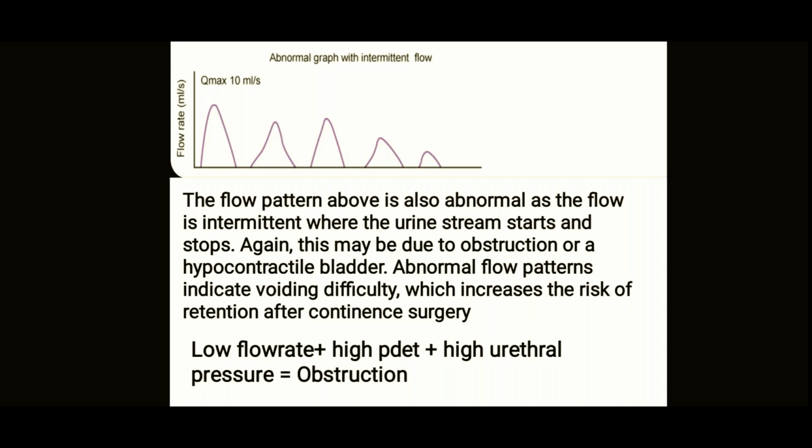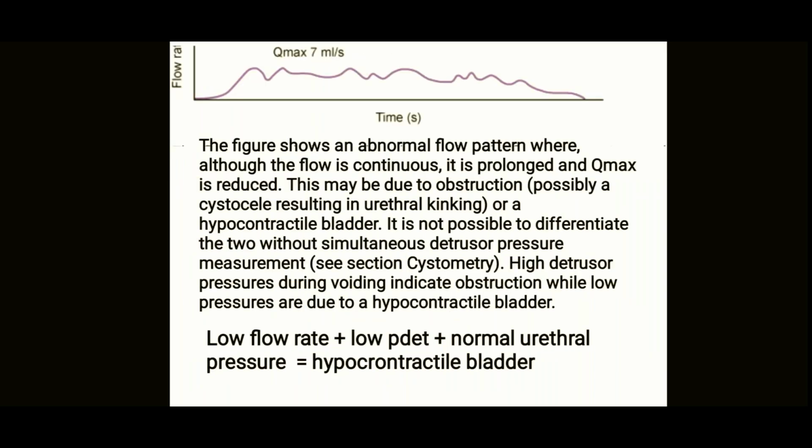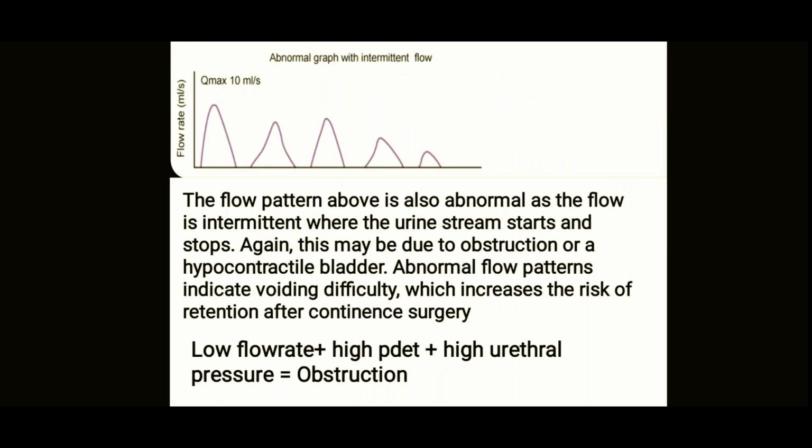Here, the flow pattern is also abnormal. There is intermittent urine stream. It starts and stops, and this may be due to obstruction and hypocontractile bladder. Any abnormal flow pattern indicates voiding difficulty, which increases the risk of retention after the continence surgery. So remember about the high detrusor pressures and the low detrusor pressures. Generally, high detrusor pressures mean there is an obstruction down there while voiding, whereas low detrusor pressure means it may be a hypocontractile bladder.